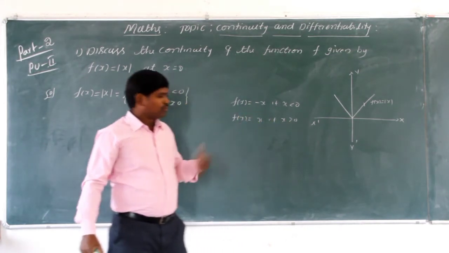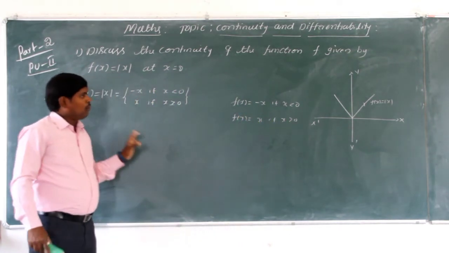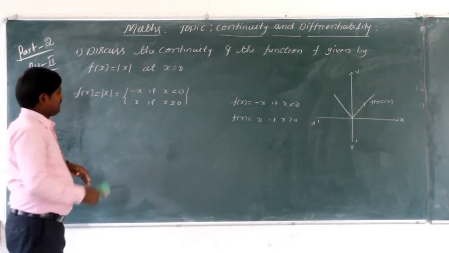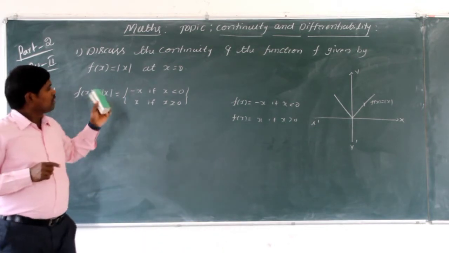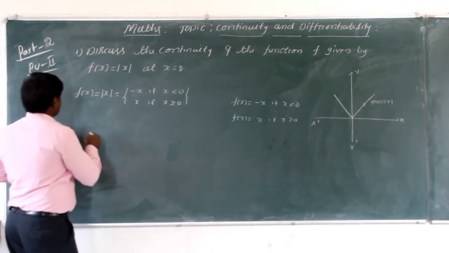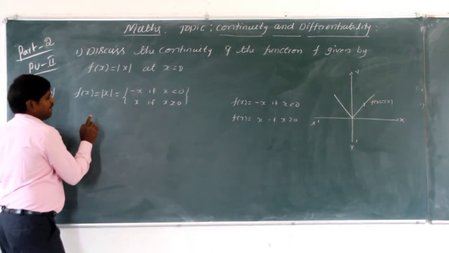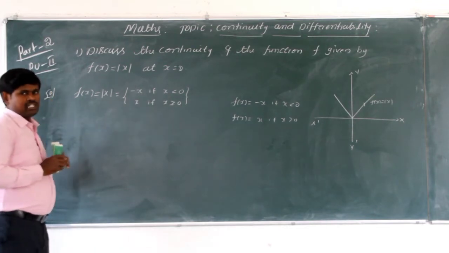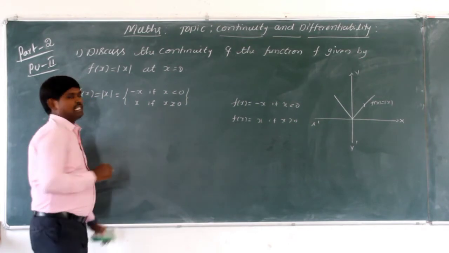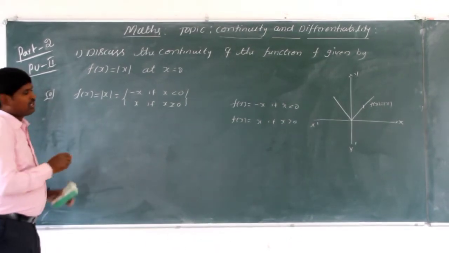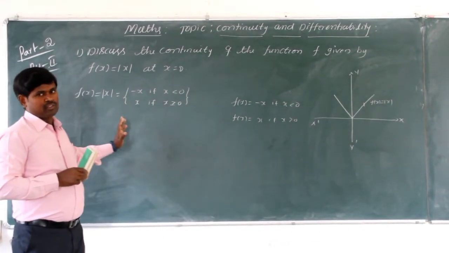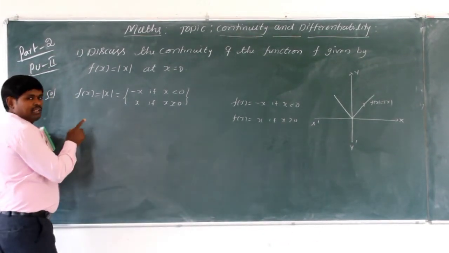So what about at 0? We don't know what happens at 0. By the definition of continuity, we need to find whether it is continuous or not. That is why we are going to take the limit of the function here, because the function splits at x is equal to 0. So we work out with the help of the left hand limit and right hand limit.